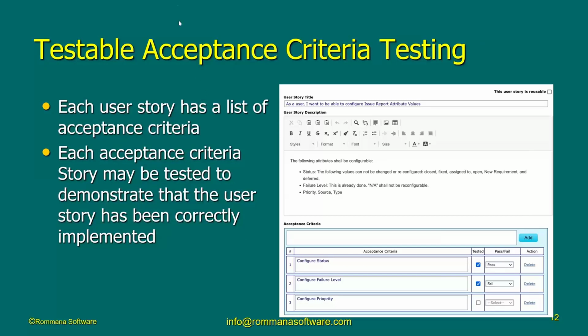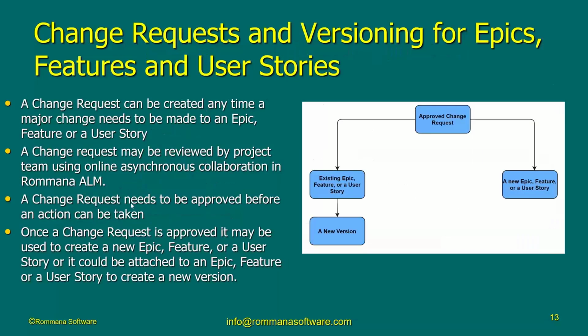Testable acceptance criteria. As I said earlier, acceptance criteria within Rommana ALM are tested. So this is a simple thing. Every acceptance criteria you can mark as tested, and if you test it, you can say pass or fail. Or if it has not been tested yet, then you don't click this box, and that's it. So at least it will be documented within the user story which acceptance criteria have been tested and which ones have not, and how many of those passed, how many of those failed.